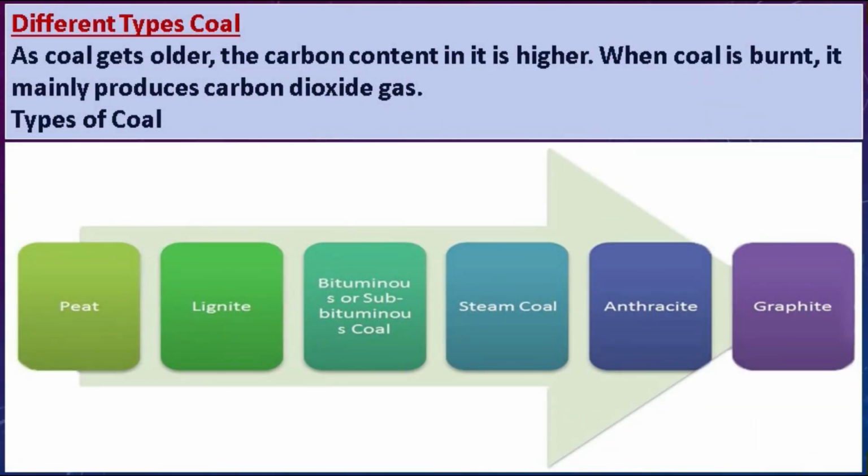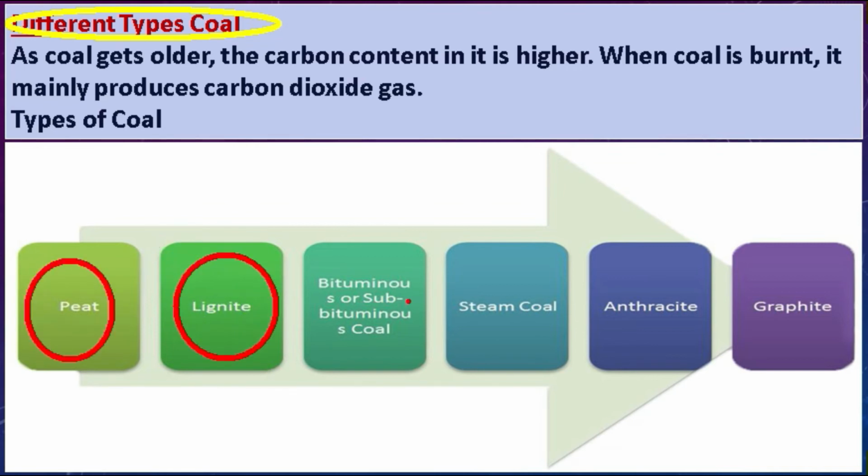Now students, as you can see here the heading, different types of coal. Students, as coal gets older, the carbon content in it gets higher. And students, when we burn coal, it mainly produces carbon dioxide gas. So students, on the basis of the carbon content in coal, it is basically divided into different types. The first one is peat, then lignite, bituminous, steam coal, anthracite, graphite.